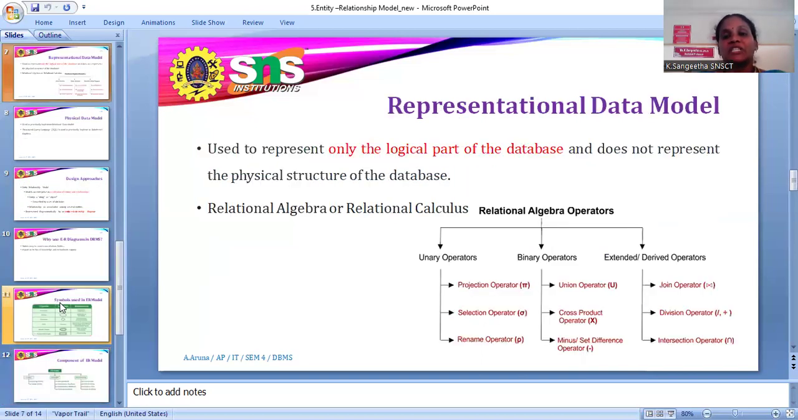In the representational data model, once after designing the ER model, we are able to convert the ER model into the logical part of the database. For that, relational algebra or relational calculus functions may be used. We know that there are several operations for procedural query languages: select, project, union, intersect, set difference, Cartesian product, and joining.